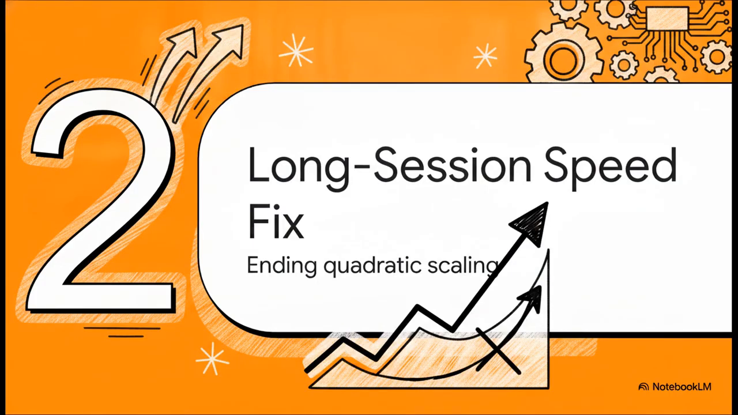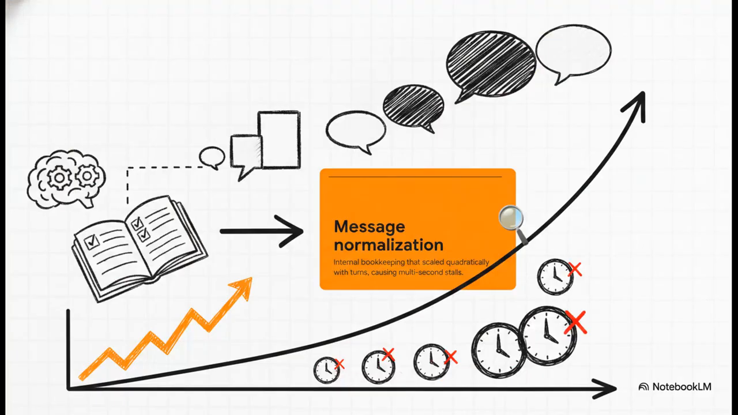Section 2. The long session speed fix, ending quadratic scaling. Okay, let's talk about the absolute hero of this update, the fix for that crippling performance degradation. The technical culprit behind your session slowing to a crawl was this little thing called message normalization. Basically, it's an internal bookkeeping process. But here was the kicker. It was scaling quadratically with the number of turns. Every single new message you sent made the math exponentially heavier. It was literally punishing you for having long, highly productive sessions.